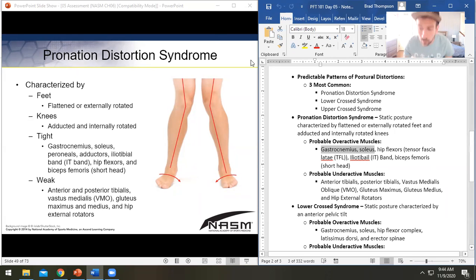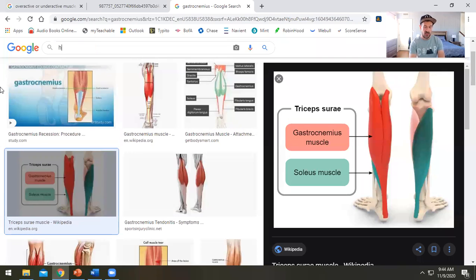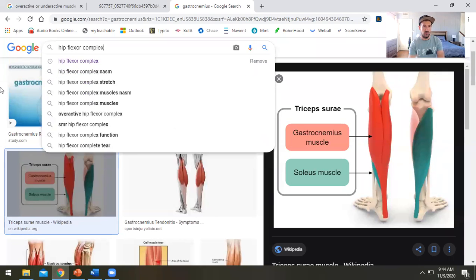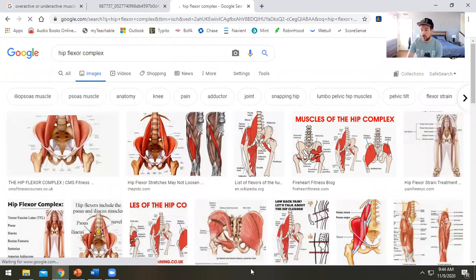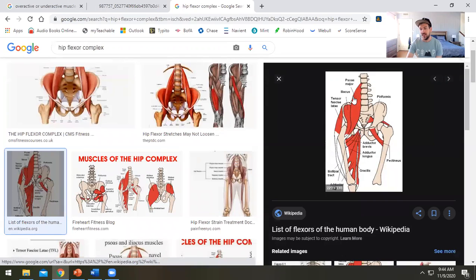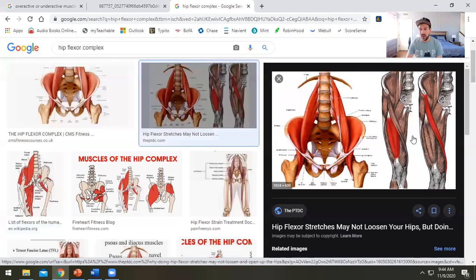Now, other probable overactive muscles in pronation distortion syndrome are going to be the hip flexors. Now, I want to put a little bit of an asterisk on this because I do want to show you your whole hip flexors here. So again, this is sort of a note for those of you who have been through our kinesiology class, but remember your hip flexor complex is all this, right? It's your psoas, it's your iliacus, that's your iliopsoas. It's the TFL, and then you don't even see the quads here. It's the rectus femoris, the sartorius, and the gracilis, right? All of those are hip flexors.